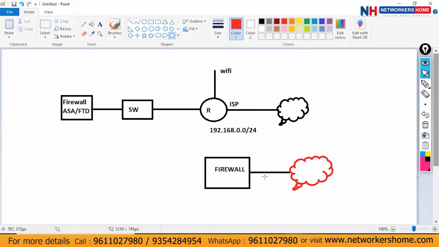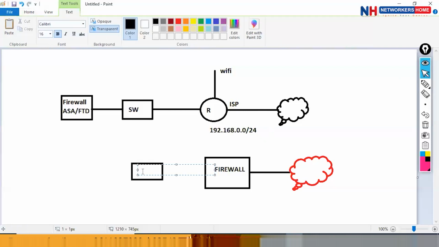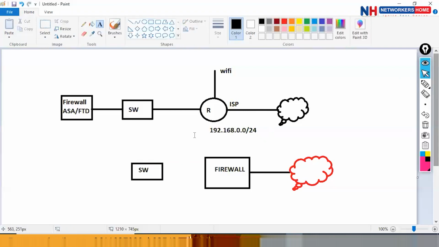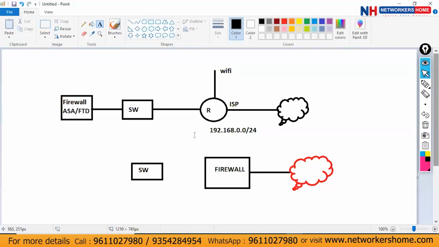No need of any switch. If you want, you can connect a switch, but no need of any L3 device. And behind this, we'll have a switch, right? Now, in a new network topology, your network layer switch and the distribution layer switch have combined together. We don't have separate switches in new network scenarios. In real time, we have a single switch.